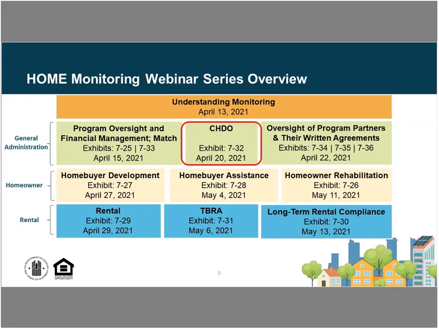Starting next week, we will go into parallel tracks on homeowner and rental activities, as you see there. For the subsequent 3 weeks, the homebuyer track will be on Tuesdays, the rental track on Thursdays. With all those, we will have covered the entire set of monitoring guides that HUD will use when it comes on site to do in-depth monitoring of PJs.